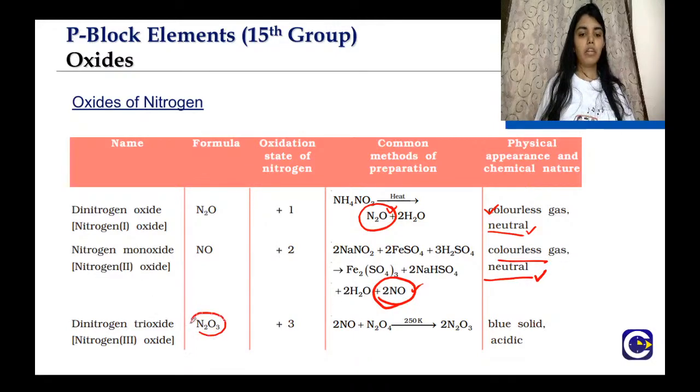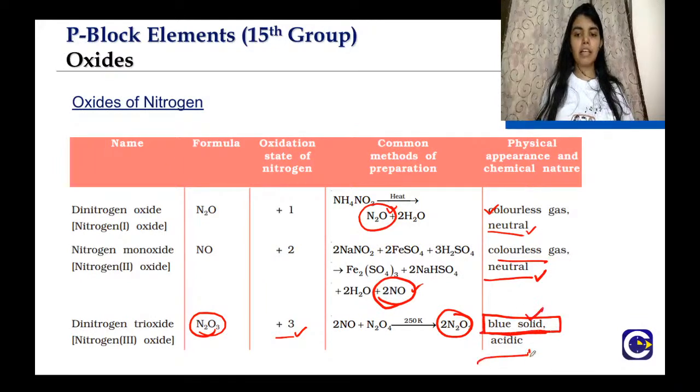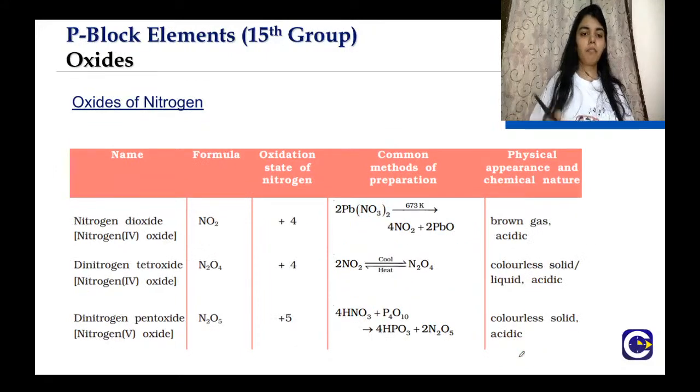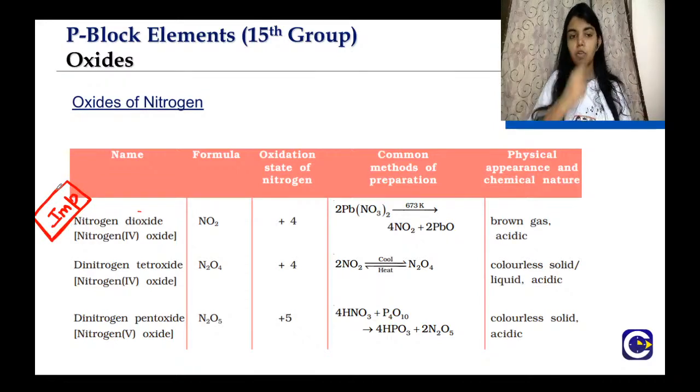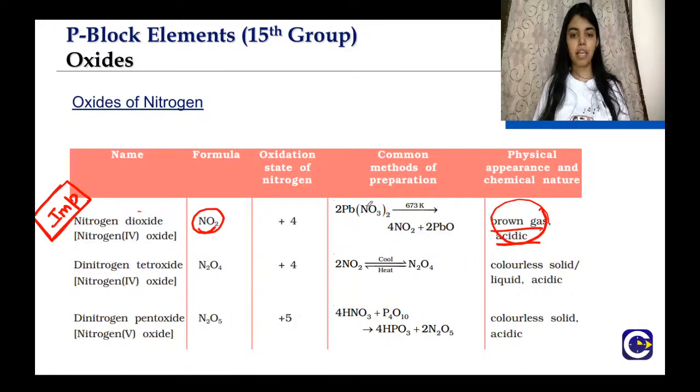Now next you come on to N2O3, that is known as dinitrogen trioxide. Here the oxidation state of nitrogen is +3. So if you combine NO and N2O4, you can get N2O3, which is a blue solid. This is important. Others are gases and this is a blue solid, and it is acidic in nature. Now coming on to NO2, this is very important. This you will learn in the detection of anions and cations also basically. So nitrogen dioxide, that is NO2, is a brown gas and it is acidic in nature, right? So it can be formed by the decomposition of lead nitrate, giving NO2 plus lead oxide.